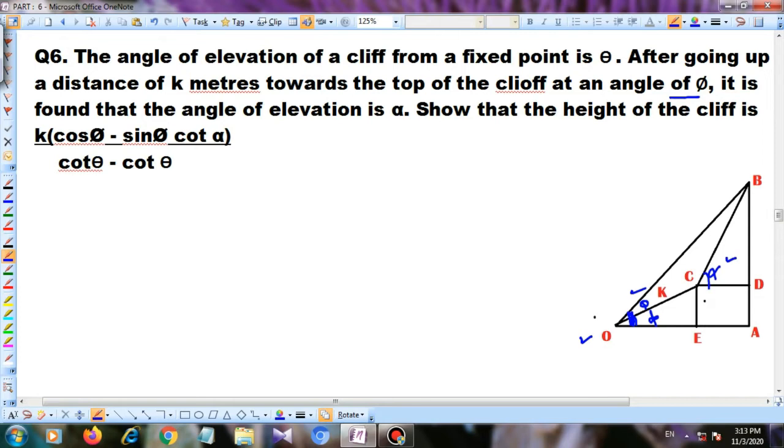So the height of the cliff is k times (cos phi minus sin phi into cot alpha) upon (cot theta minus cot alpha), right?